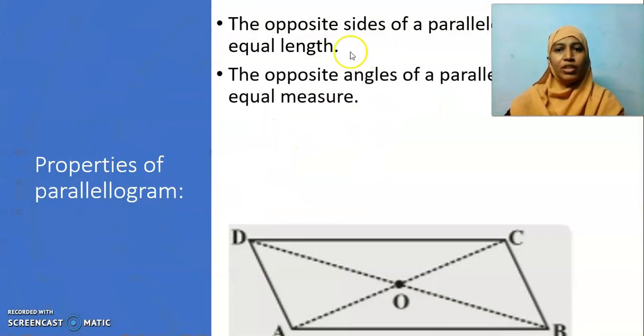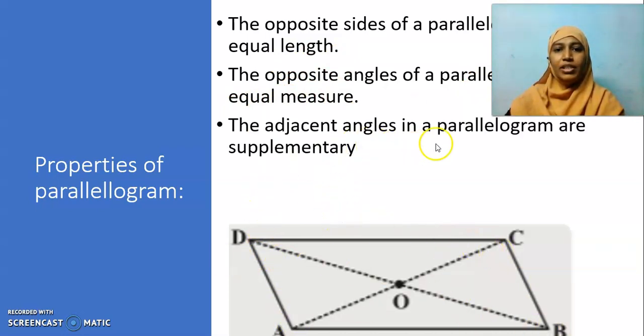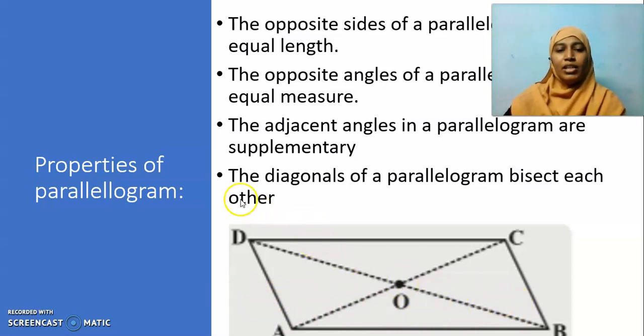Here, properties of parallelogram, just a recall. Opposite sides are of equal length. Opposite angles, angle B and angle D, angle A and angle C are equal. Then adjacent angles in a parallelogram are supplementary. Like angle B plus C is 180, C plus D is 180, D plus A is also 180, A plus B is also 180 degrees. The last one is the diagonals of a parallelogram bisect each other. See, these two diagonals AC and BD meet at a point such that it divides the diagonals into two equal halves. OD is equal to OB, OA is equal to OC.